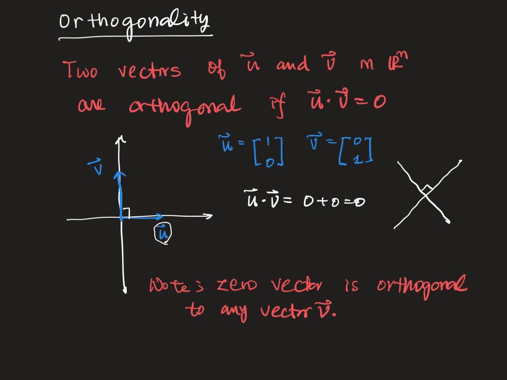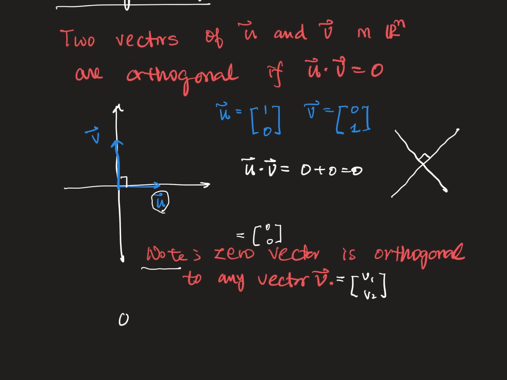Another thing to remember is that the zero vector is orthogonal to any vector. Let's say any vector v is (v1, v2), and the zero vector is always (0, 0). Let's do the inner product. The inner product of the zero vector and v is always 0, since 0 times v1 plus 0 times v2 is 0. So the zero vector is always orthogonal to any vector.